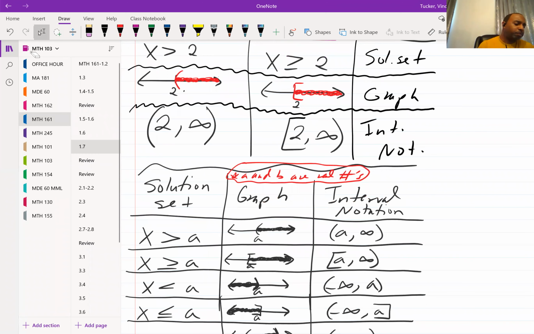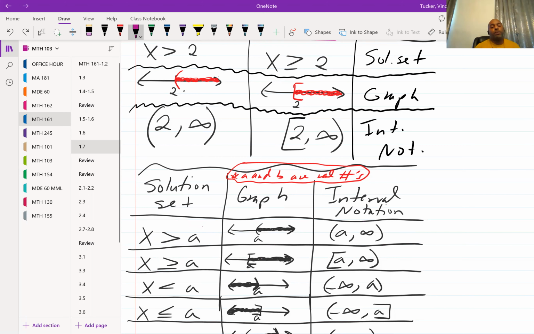So the first 4 in the chart, we already explored the first 2 when we did x greater than 2. But let's say x is greater than a, where a represents our number: parentheses, shade to the right for a, and then a comma infinity, parentheses over both. So the second row is the same relationship, except because it says or equal to, that means we have a bracket on the a. So it's the same thing that we just did with the 2 in the previous example.